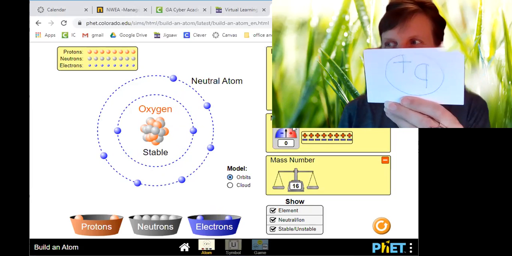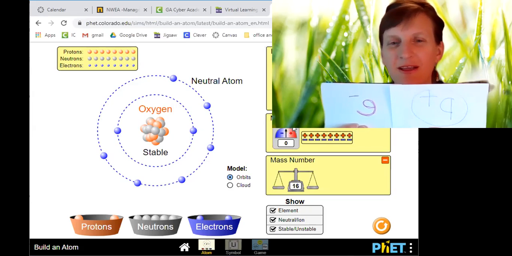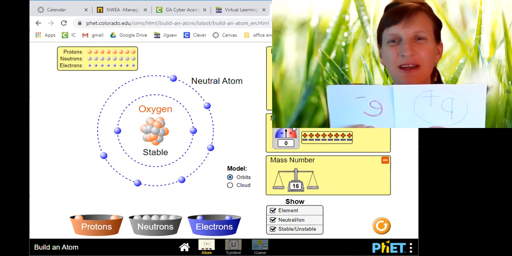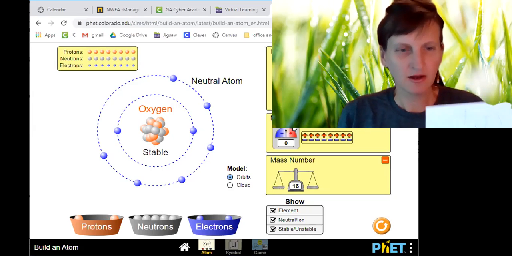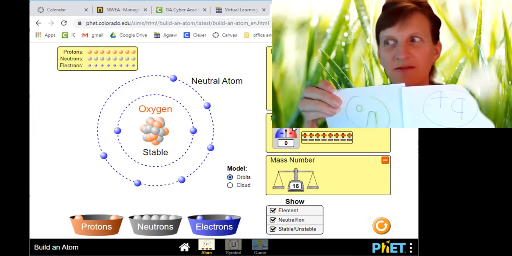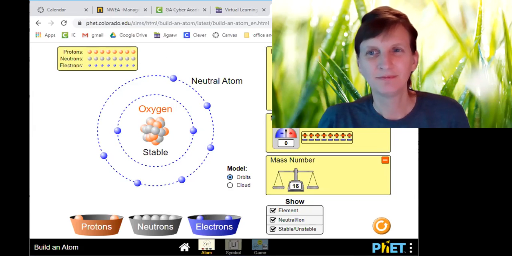minus the number of electrons. So protons minus electrons will give you the charge. Protons plus the neutrons will give you the mass. Okay, so those are 2 good little equations that you need to remember.